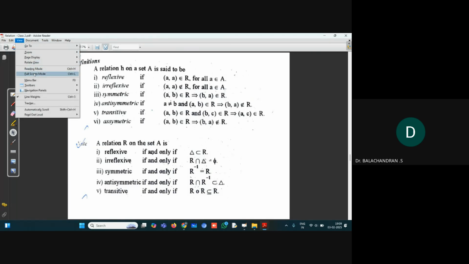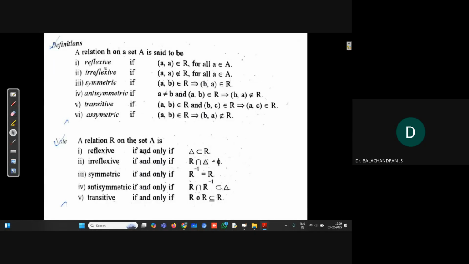So now, we'll quickly recall the definition of reflexive and some of the basic definitions. A relation R on a set A is said to be reflexive if (a, a) belongs to R for all a belonging to A. A relation is irreflexive if for every a belonging to A, (a, a) is not in R. A relation is symmetric if (a, b) in R implies (b, a) is also in R.